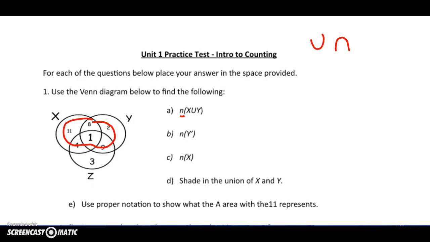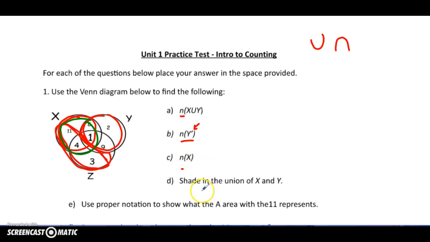How many things are in this? That is the complement of y, which means not in y. So all of this is in y. What's not in y? Everything else. So all of this stuff here, 11 and 4 and 3, that's not in y, so you add those up. What's in x? All of this. Let me just show you here, in green: add up 11 plus 8 plus 4 plus 1.